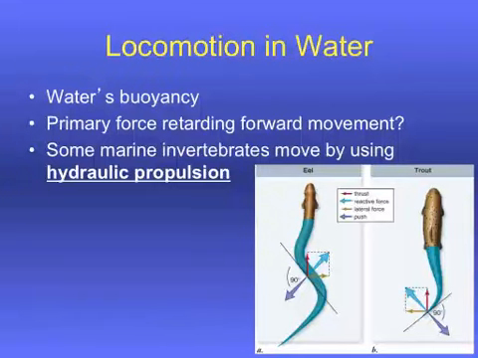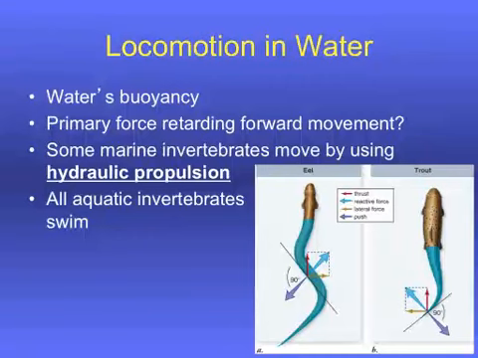Some invertebrates, things like squid and octopi, can move through the water using what's called hydraulic propulsion. As we'll see probably next week, octopi and squid can even use a type of jet propulsion where they take water into what's called their mantle cavity. They expel it very, very forcefully, and that causes propulsion through the water at a very rapid rate. Squids and octopi can move extremely fast if they want to, using that jet propulsion technique. Other types of invertebrates typically swim. Octopi and squid are one of the few that don't do that.